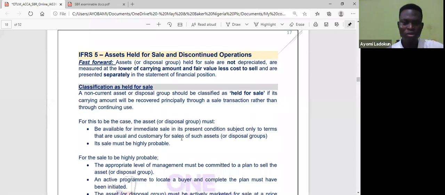So let's quickly go to IFRS 5. Let me introduce you to it before the time lapses, so that tomorrow we're able to deal with IAS 10 and IAS 21. At least let's close those 4 standards for this week. IFRS 5, assets held for sale and discontinued operations.